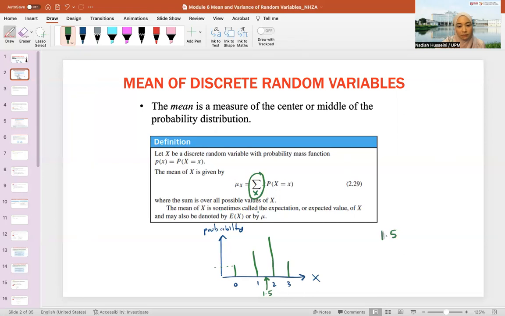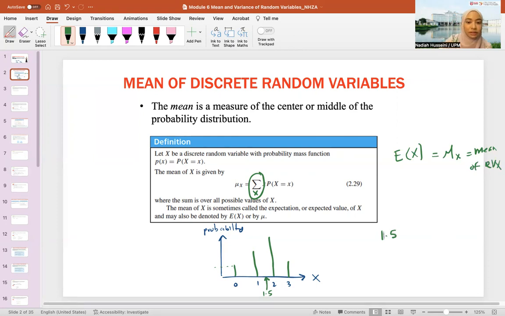The mean of X is sometimes called expectation. So sometimes they label it as this. If you see this, don't panic. It simply means the mean, or mu x. It's the same thing: the mean of random variable X. The mean of X is sometimes called expectation. E is expectation or expected value of X, and may also be denoted as E(X) or by mu.